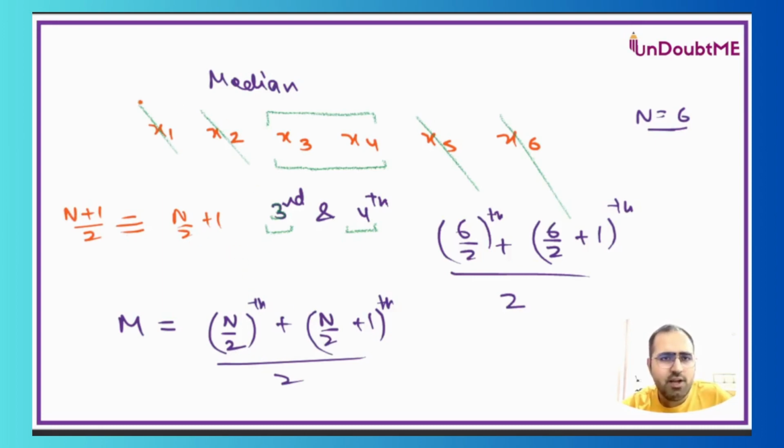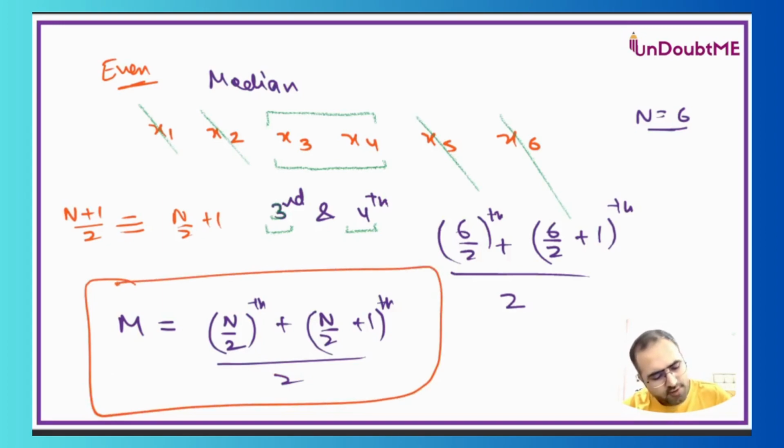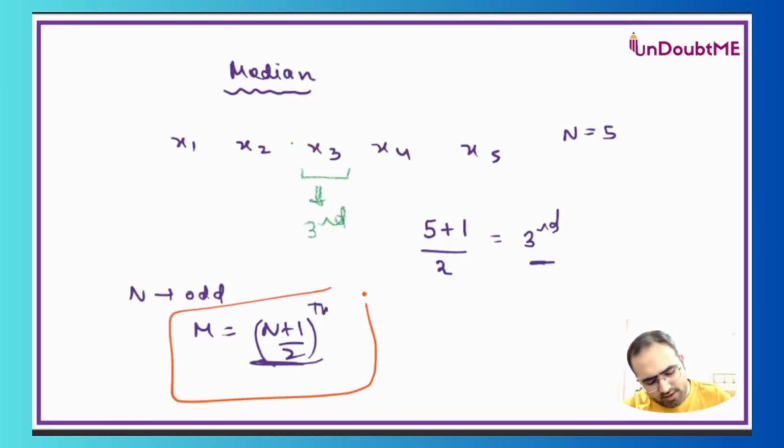So when we are dealing with an even number of observations, this is the formula for median. And when we are dealing with an odd number of observations, this is the formula for median. Based on this, when you attempt the question, you will definitely get it.